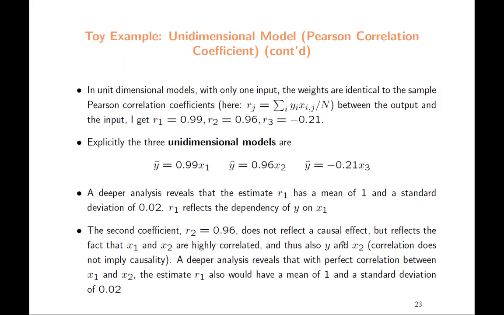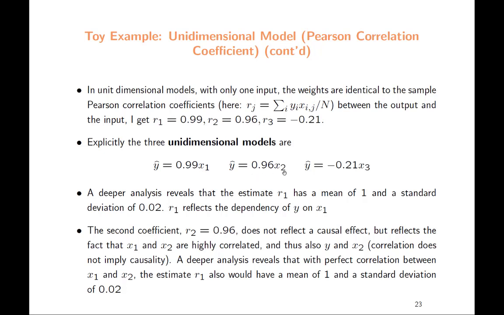Okay, so what happens? The first thing is we build models where each model only uses one of the inputs. And it turns out the coefficients are the same as what is called the Pearson correlation coefficient, written up here. And then we have three models. With the first input, y hat is 0.99 times x1. And that's quite nice because it's exactly the underlying true relationship.